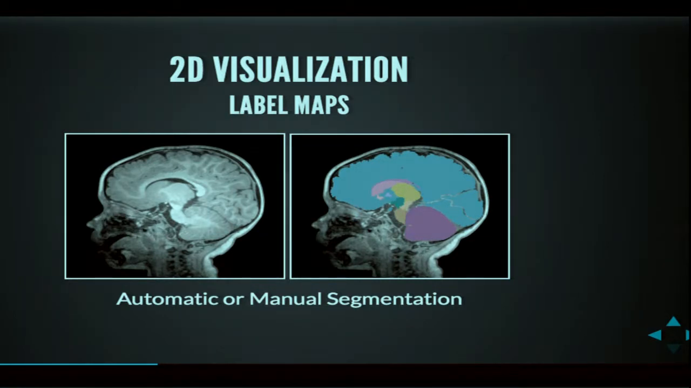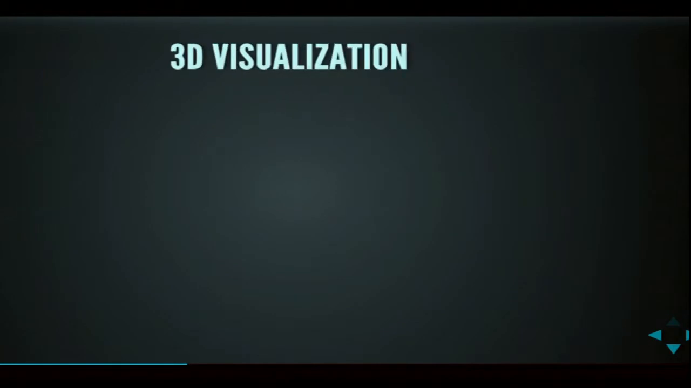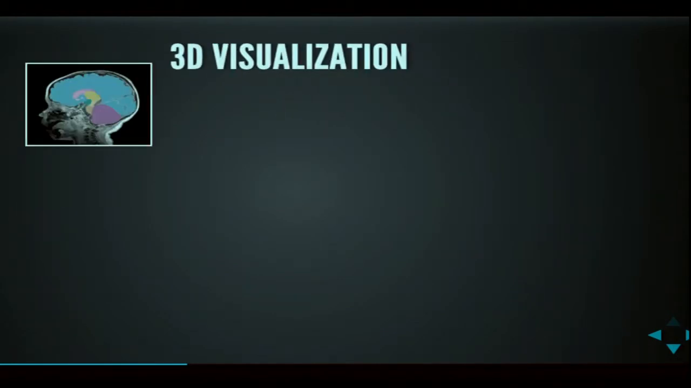And we also have some algorithms to do that automatically, but they are never perfect. For example, there's the FreeSurfer segmentation, which runs 24 hours, and it only works for children older than 4 years. So yeah, when you have this 2D visualization, you can make a 3D one out of it.